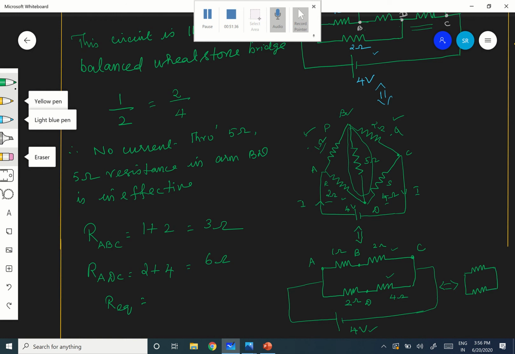Okay, here it has become 3 ohm and this has become 6 ohm and it is connected to the battery. Okay, therefore what is your R equivalent? R1 R2 by R1 plus R2. Therefore R1 R2 is 18.